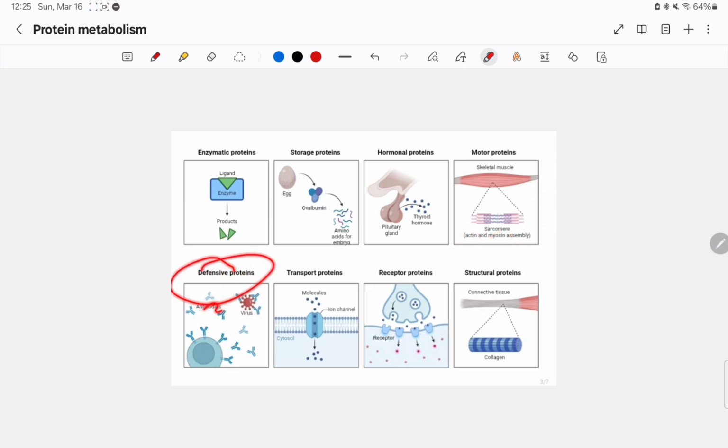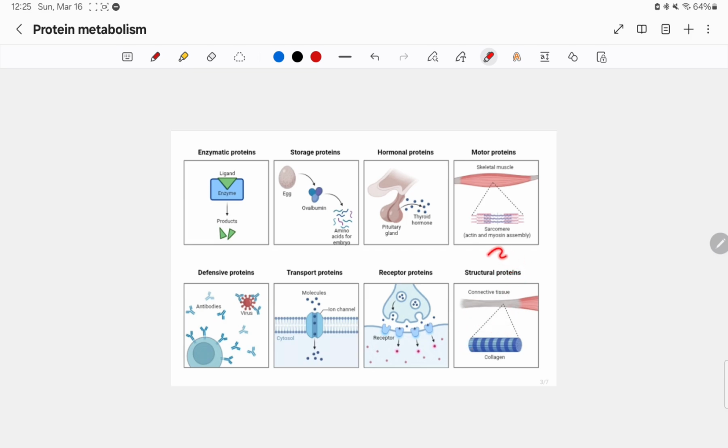It can be defense proteins like immunoglobulins, or your IgA antibodies, IgG, all that stuff. They're all proteins. They can be transport proteins, so ion channels. You guys have heard of the sodium potassium pumps. That's also protein. Receptor proteins as well. For example, your acetylcholine receptors on your skeletal muscles are also proteins.